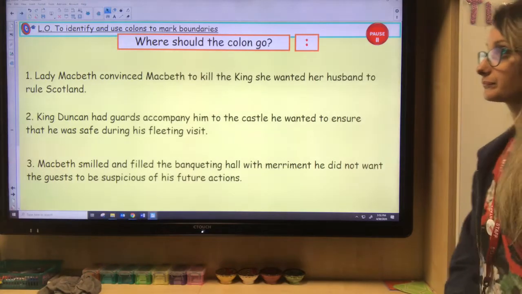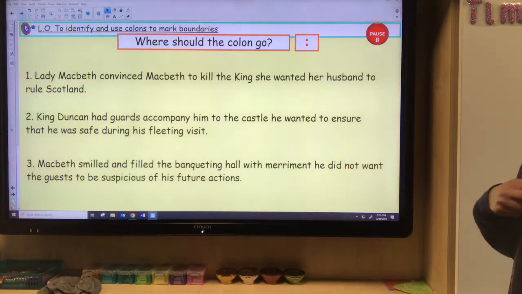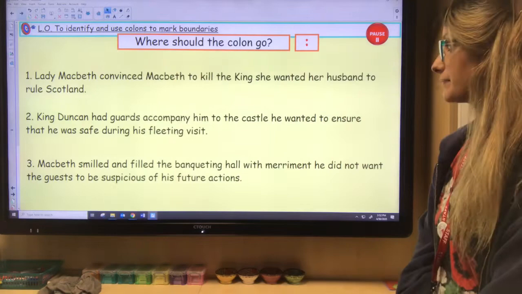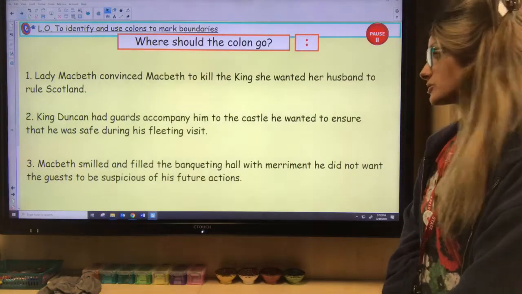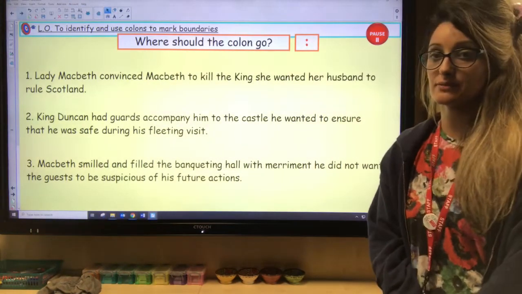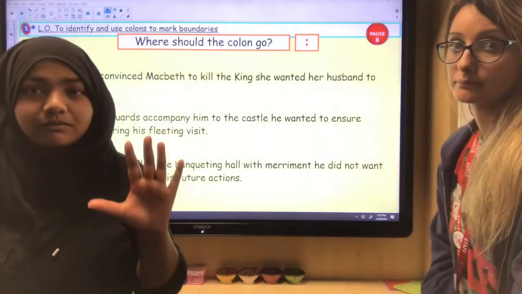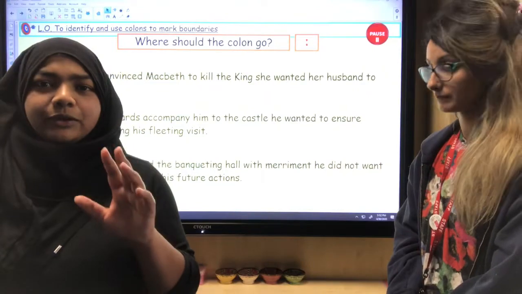So I'll read the first one, then Mrs. Gale will take it in turns. Number 1, Lady Macbeth convinced Macbeth to kill the king. She wanted her husband to rule Scotland. Number 2, King Duncan had guards accompany him to the castle. He wanted to ensure that he was safe during his fleeting visit. And number 3, Macbeth smiled and filled the banqueting hall with merriment. He did not want the guests to be suspicious of his future actions. So pause the video here and have a go yourself. Where would the colon go?